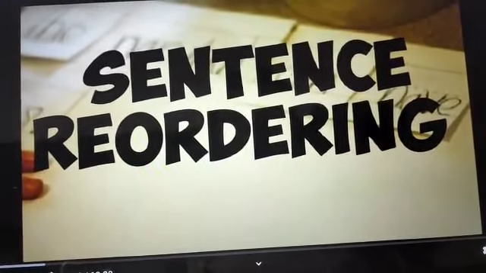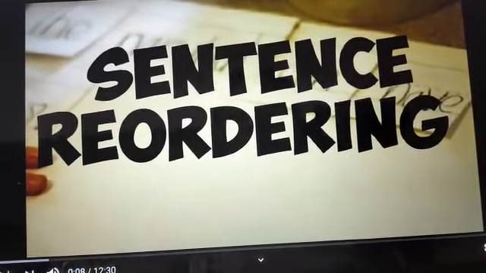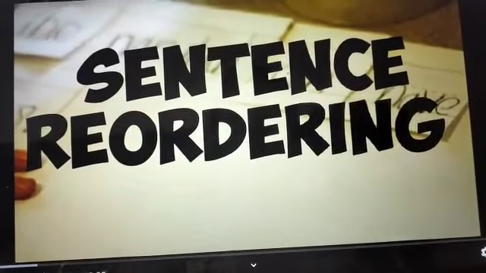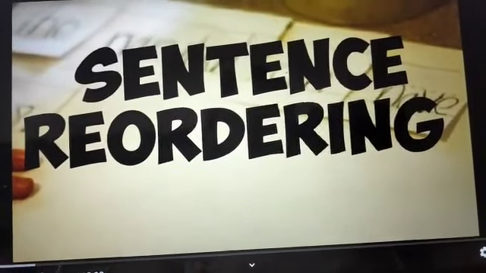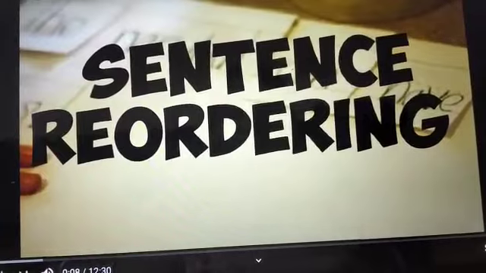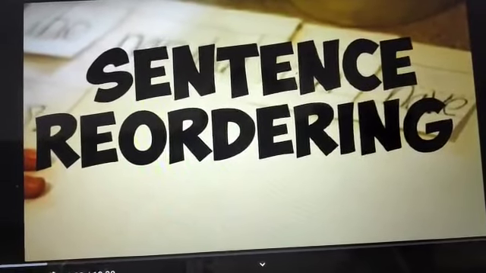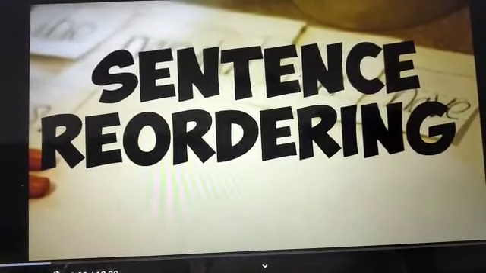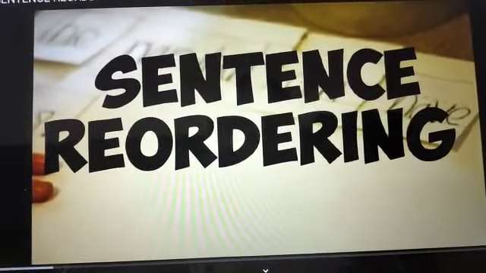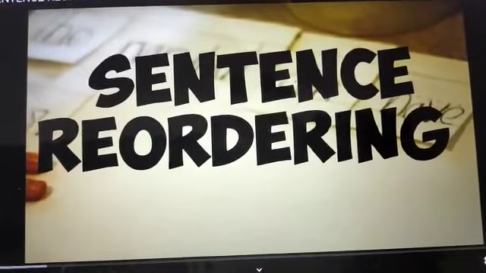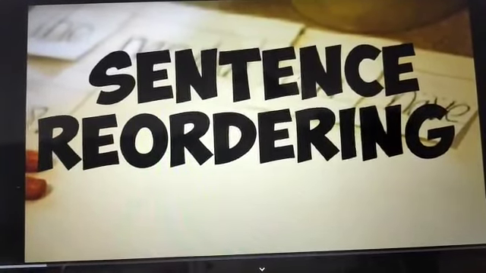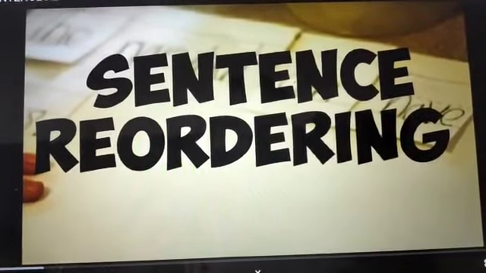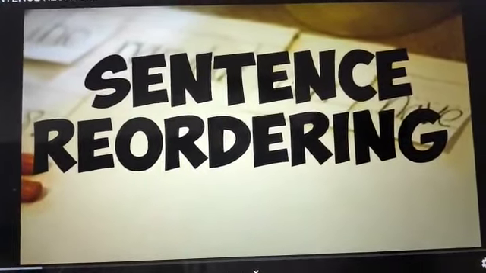So every sentence has its own sentence pattern. In an affirmative sentence, there would be the subject plus helping verb plus object plus full stop. While doing sentence reordering, we must have knowledge about these sentence patterns. So today we'll discuss the sentence patterns and the things to be kept in mind while doing sentence reordering.